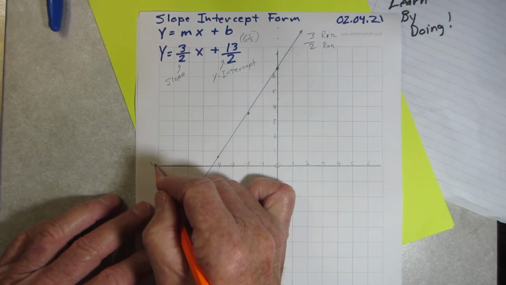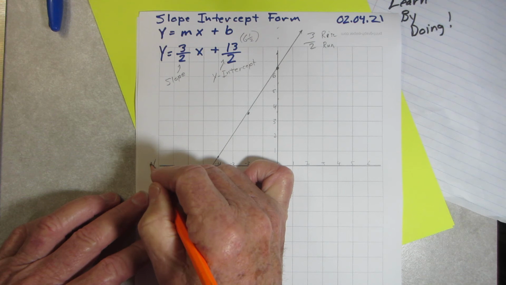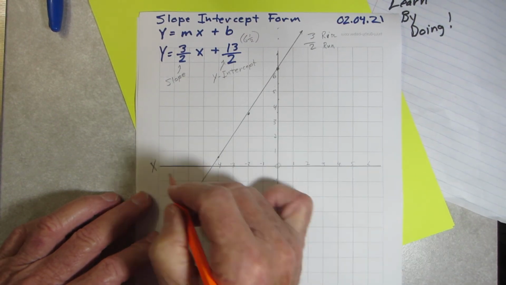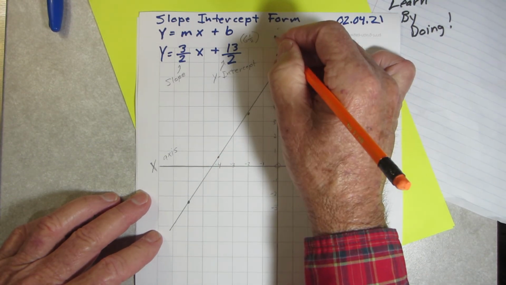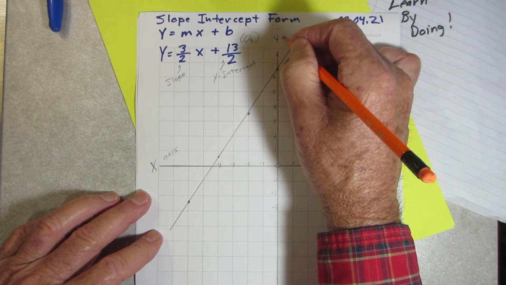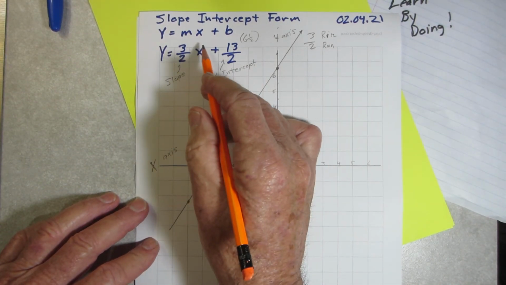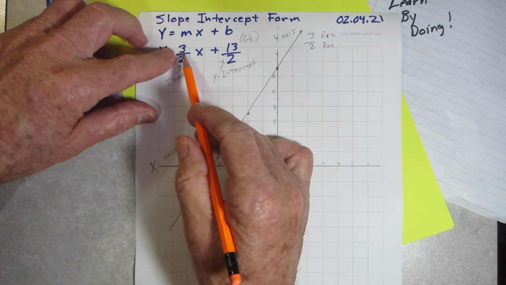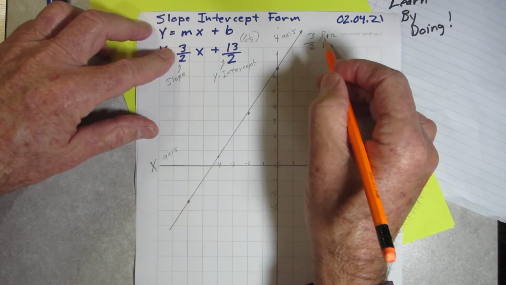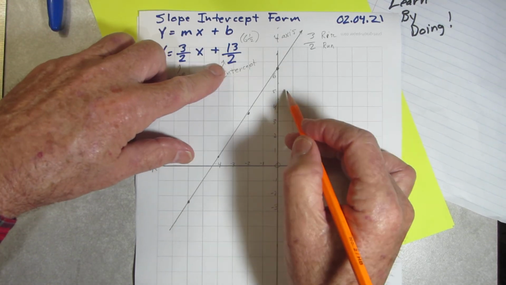This is the y-intercept. Oh, I'm sorry. This is the x-axis. This is your y-axis. And this is the graph. We've just graphed this with a slope of 3/2. The 3 means, like I say, rise and run. And then this would be 6.5.